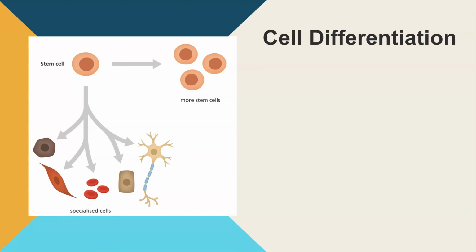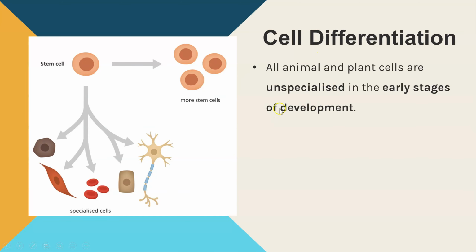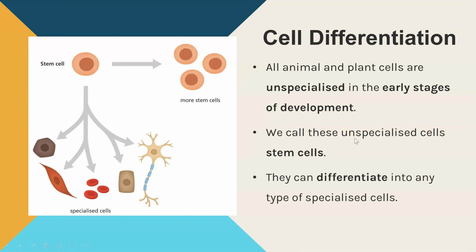So cell differentiation, what that means is that all animals and plants are unspecialised in the very early stages of development. So if you think about a human in the very early stages when they're just a ball of cells or an embryo, that ball of cells is called stem cells, or it contains stem cells. And those are cells that don't have any adaptations yet, so they're not specialised.